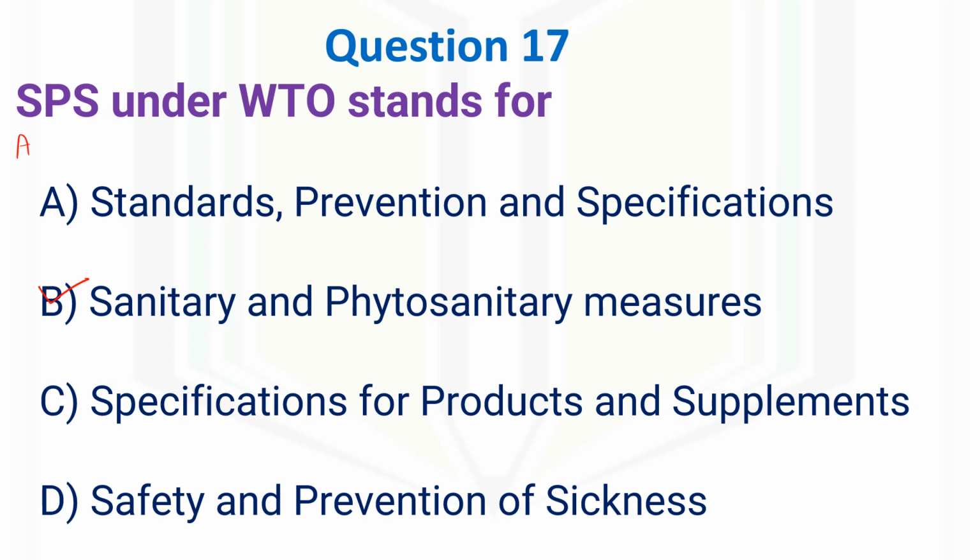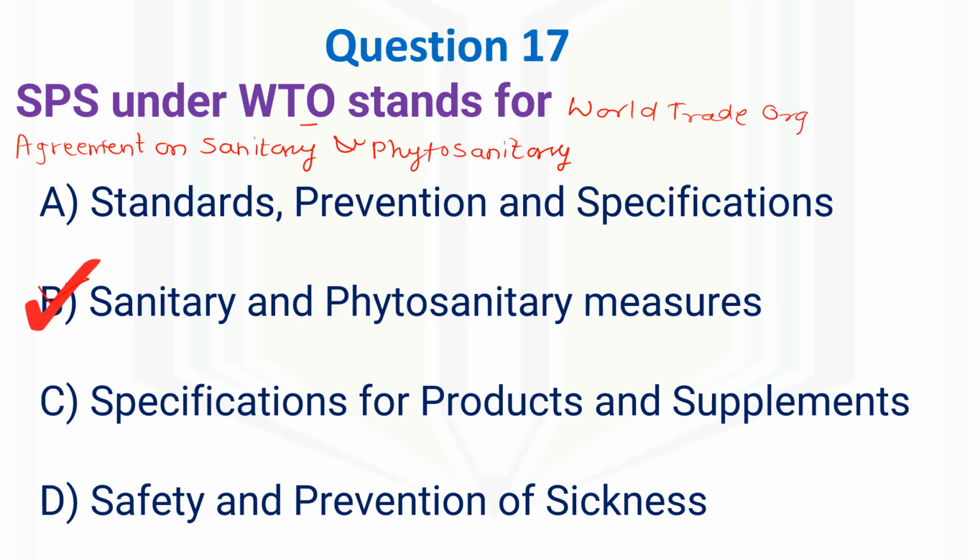So SPS stands for Agreement on Sanitary and Phytosanitary measures under WTO. Now WTO is World Trade Organization. So this was an international treaty which was signed by the World Trade Organization, and this came into force in 1955. So this SPS came into force in 1955 along with the formation of World Trade Organization.